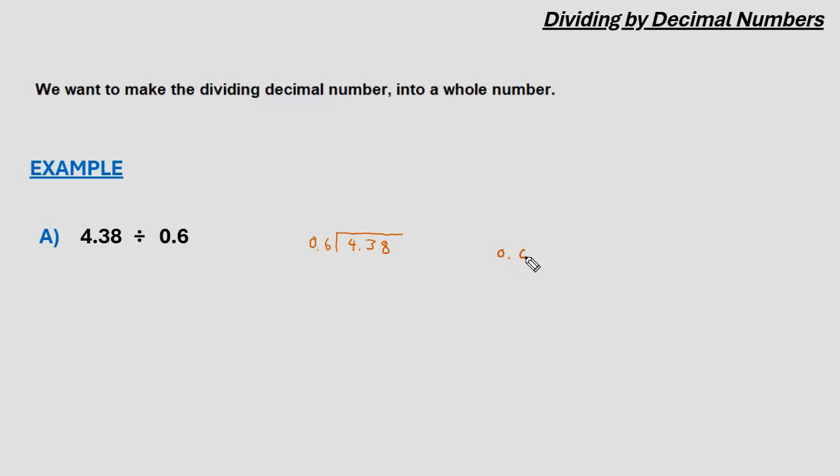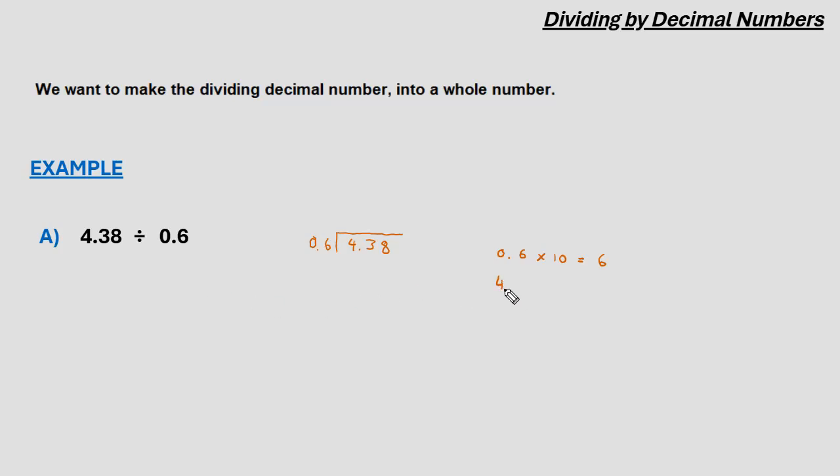What this comes down to in these kinds of sums is to multiply the dividing number by a power of 10 that will move the decimal point to the right enough times to create a whole number. It so happens that 0.6 multiplied by 10 results in a whole number of 6, as it moves the decimal point one place to the right. But here's the thing, we also have to do the same multiplication we did to the dividing decimal number by the number we're dividing in order to keep the overall division sum the same.